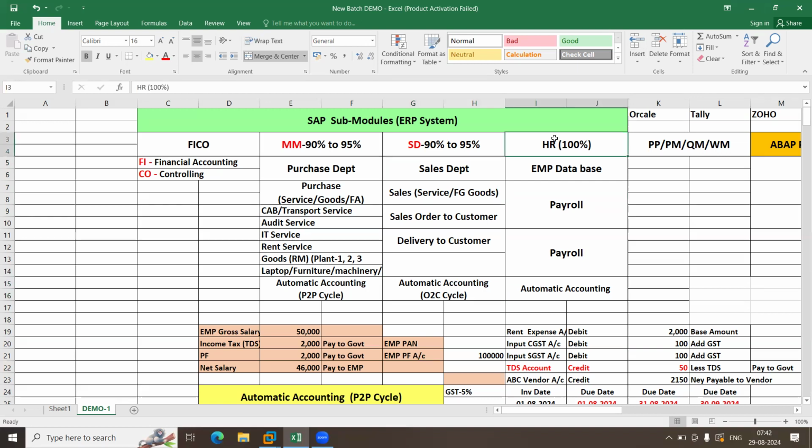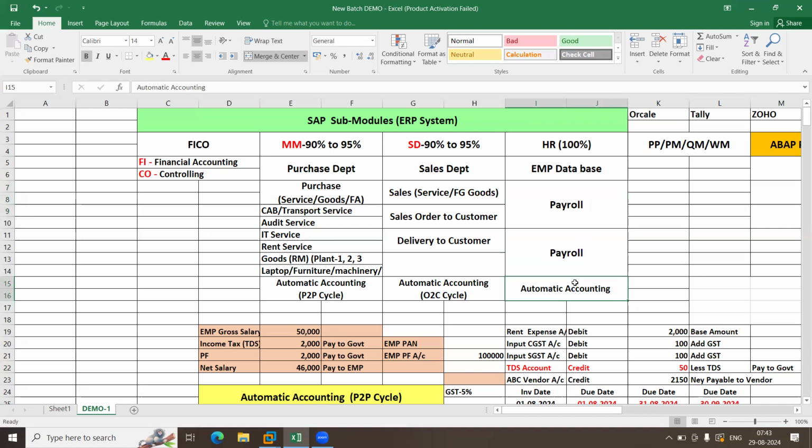And if your HR module is implemented, who is going to start the process? The HR team is going to go first for recruitment and onboarding. Once the employee is onboarded, they are going to maintain the employee database. As part of that, they are going to mention the employee payroll structure. That payroll structure has different components: employee basic salary, HRA, allowances, deductions like PF, TDS, any other applicable deductions. They are going to maintain the employee payroll structure.